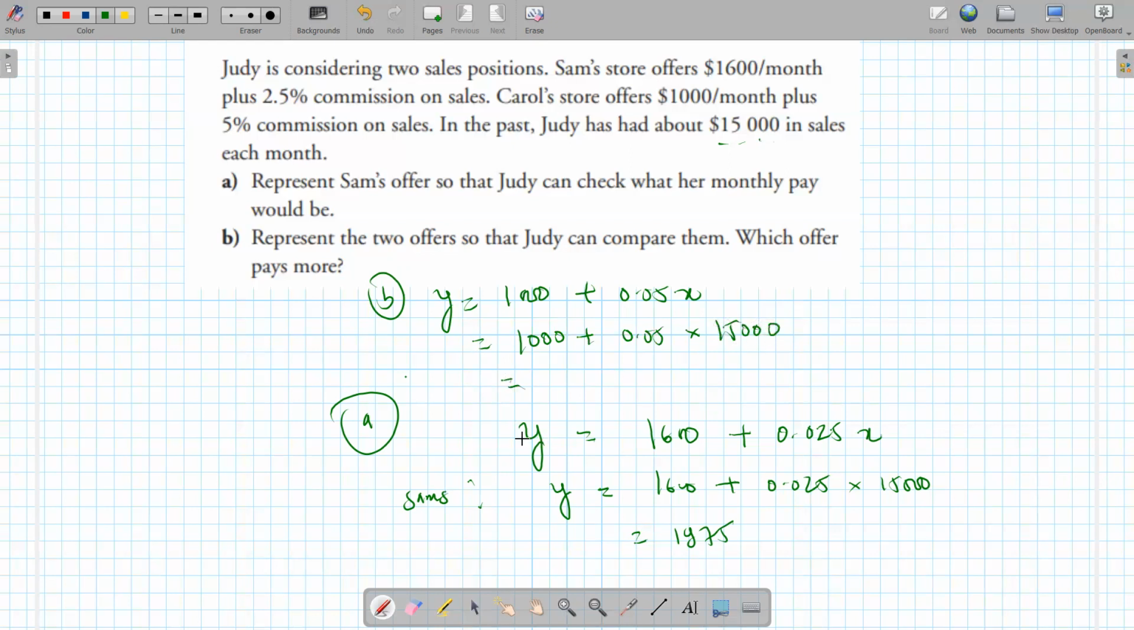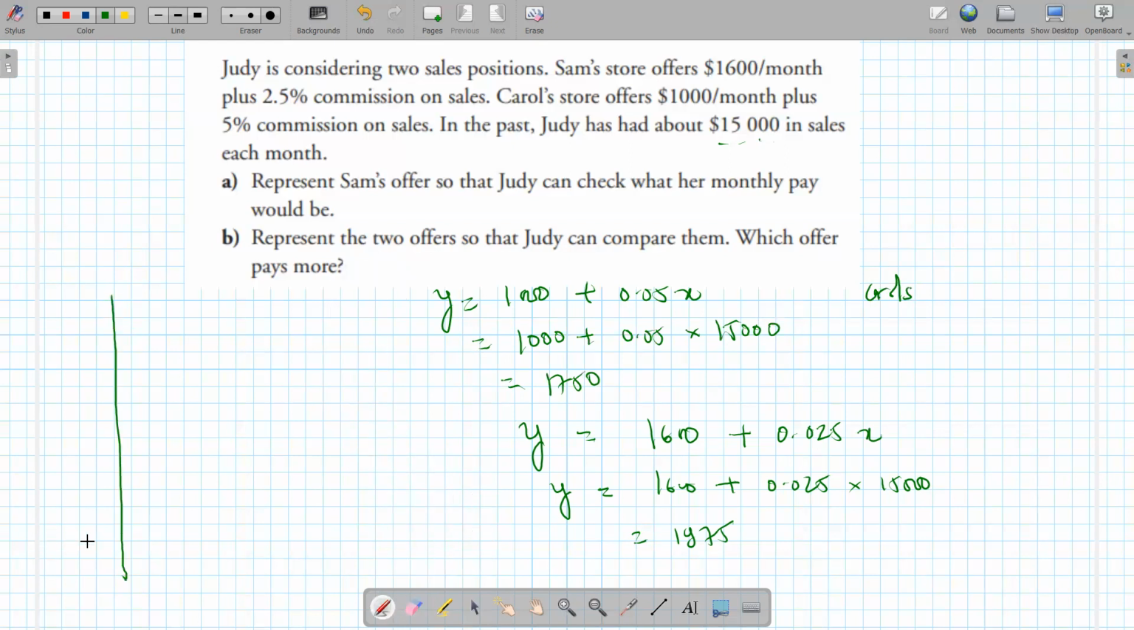So this is what her wage is going to come out to be. Times 15,000, that is 1,750. So which one is better, Sam's or Carol's for her? Sam's is better, right? Because it pays $225 more. So there you go.